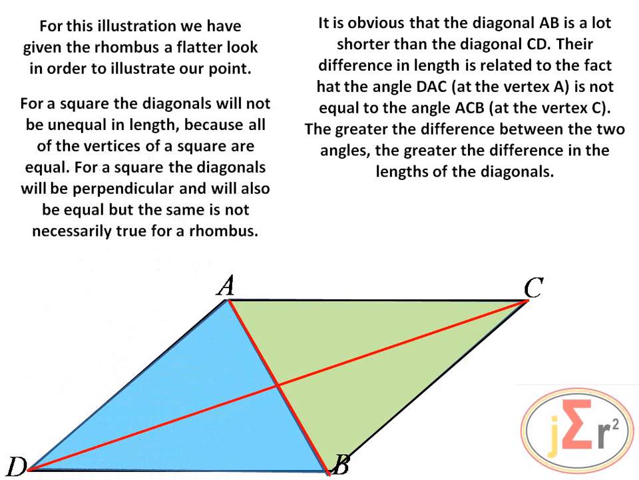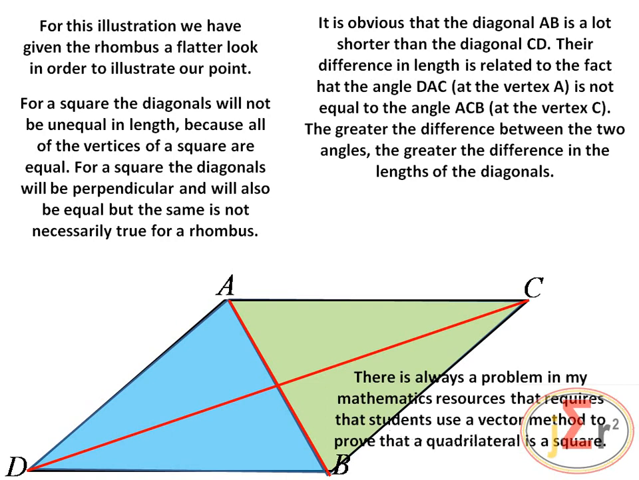For a square, the diagonals will not be unequal in length. Why? Because all of the angles of the square are equal. So for a square, the diagonals will be perpendicular and will also be equal. But the same is not necessarily true for a rhombus. So in a square, the diagonals are perpendicular to each other and they are also equal in length. That is for a square.